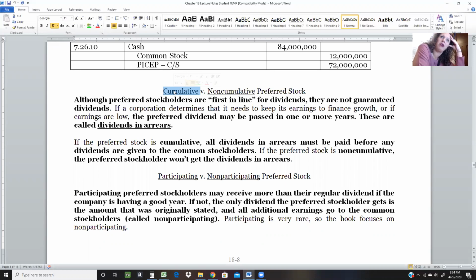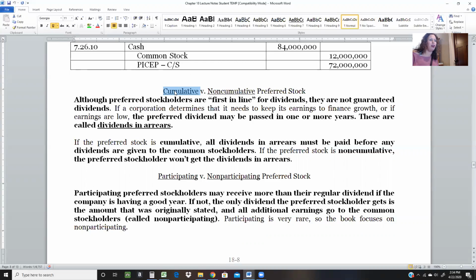Now remember, dividends don't ever have to be paid. It's completely optional whether dividends are paid or not. But if dividends are paid, the preferred stockholders get their dividends first before the common stockholders. And if it's cumulative, that means that all of the previous dividends for preferred stock have to be paid before the common stockholders can get anything.